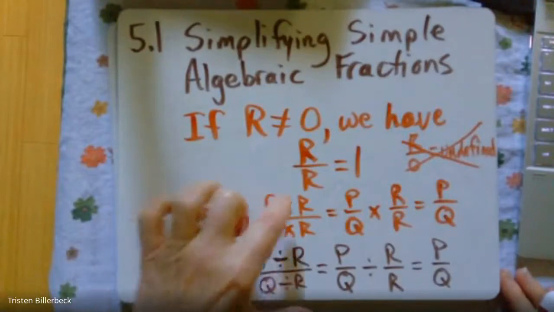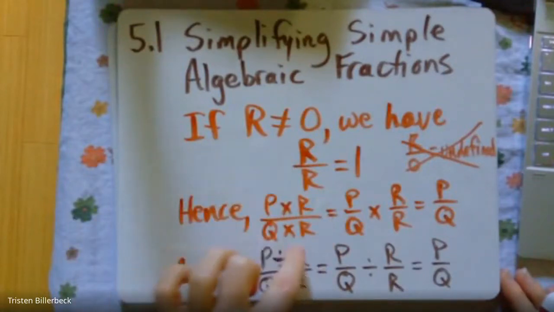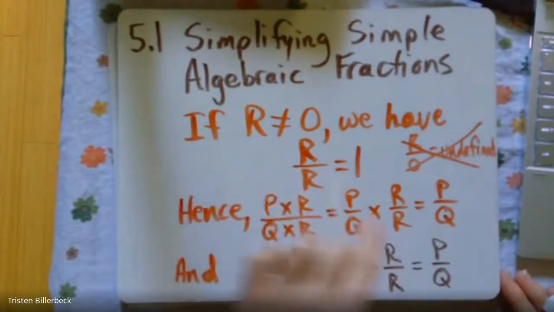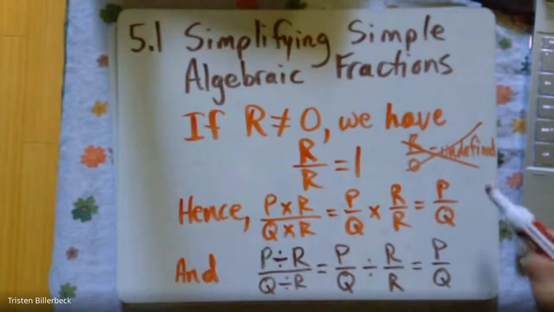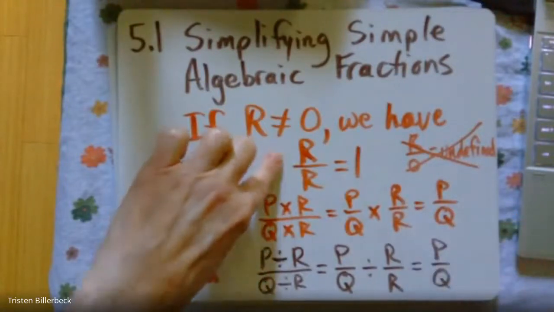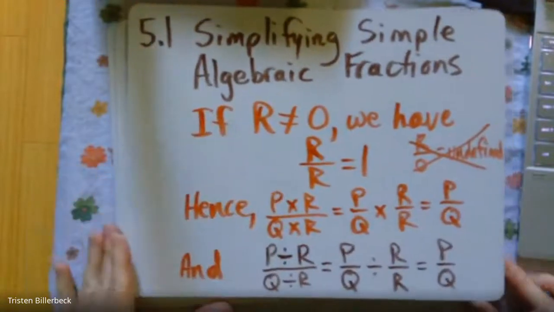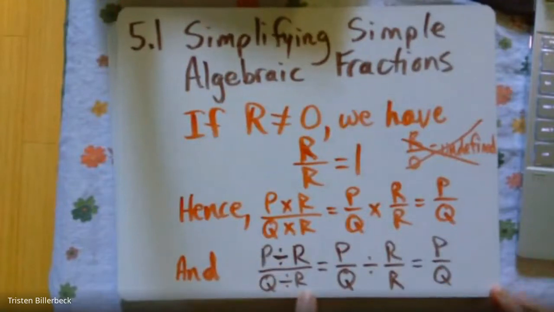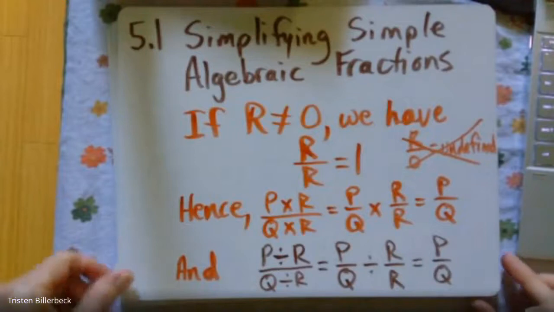Hence, if I have p times q and q times r in the denominator, then p over q times r over r is going to equal p over q, because r over r equals 1. It also makes sense that if p is divided by r and q is divided by r, then p over q divided by r over r equals p over q, because r over r is 1.